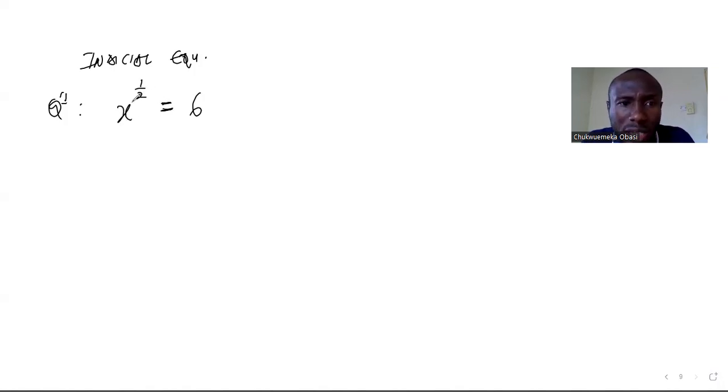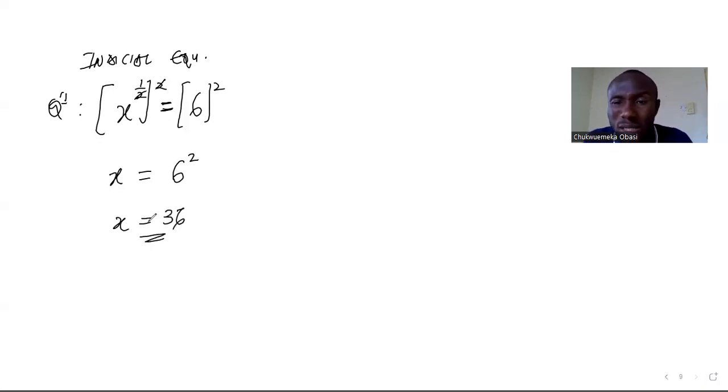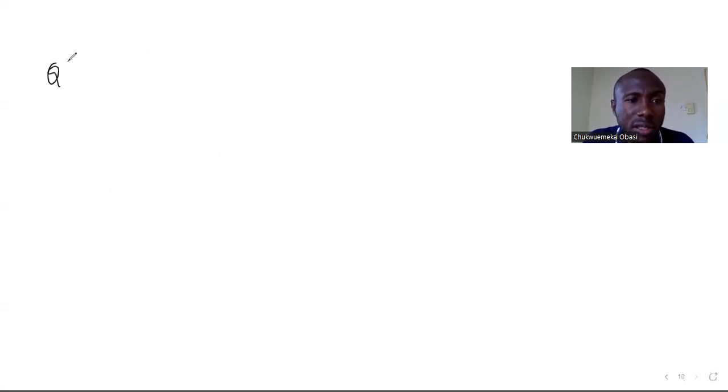Now, the idea is to get rid of this power so that you can get the value of x. What can you multiply with 1/2 to make it 1? It's 2, right? So I'm going to take the square of both sides, square here, square here. It's possible so that these two can cancel out this guy. So I now have x equal to 6 squared, and that will give me x is equal to 36. So that is pretty much how these things work. Very simple, right?